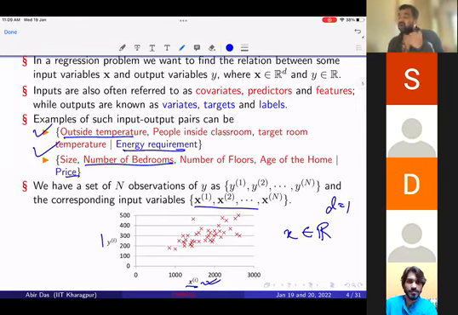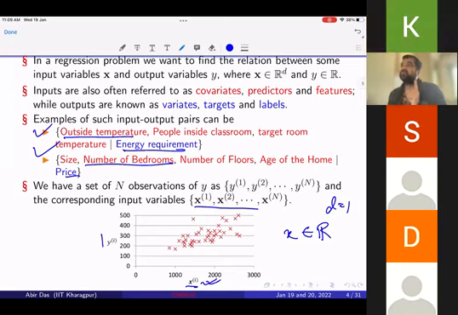So x and y both are scalars: one dimensional input and one dimensional output. So this is xi and yi. These are the observations or points. For a corresponding x, this is the y. Maybe temperature is not a good range here. Say the square feet. Square feet is a little less than 1,000.